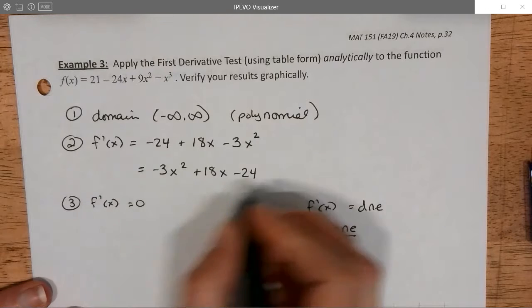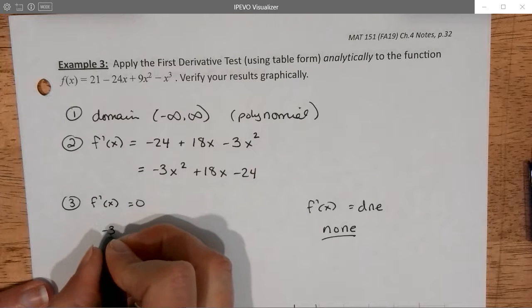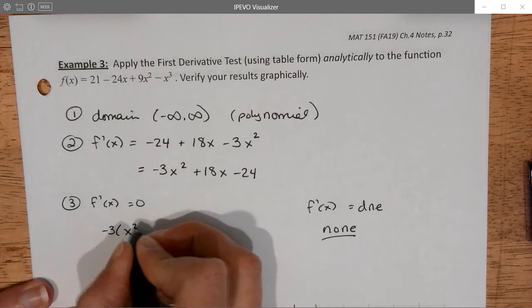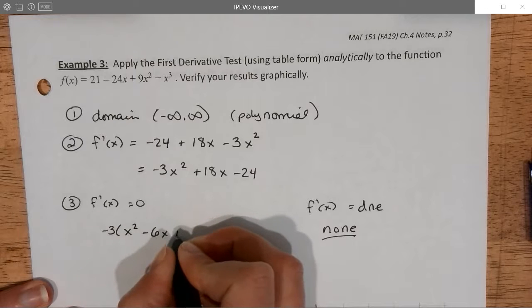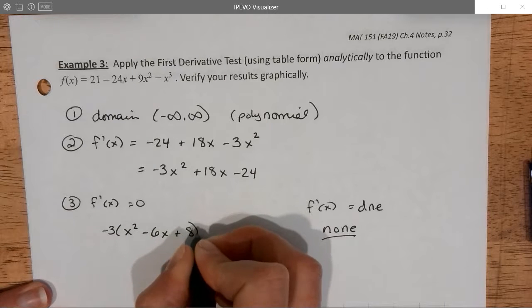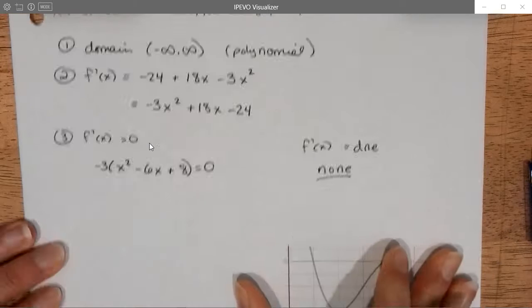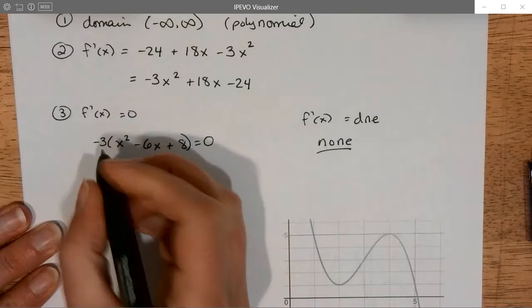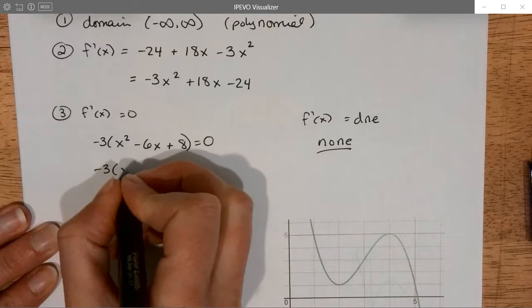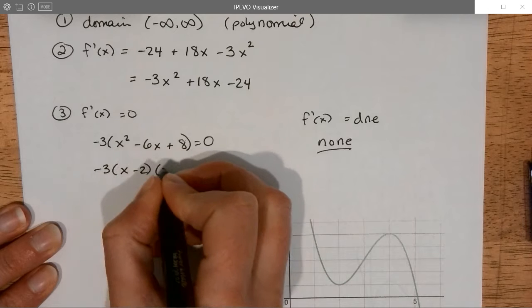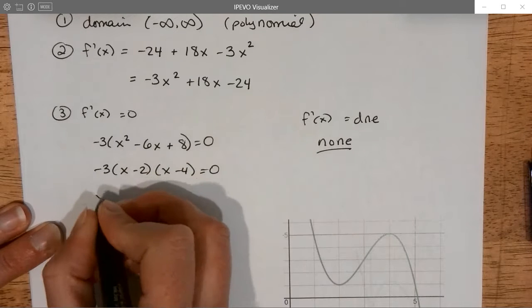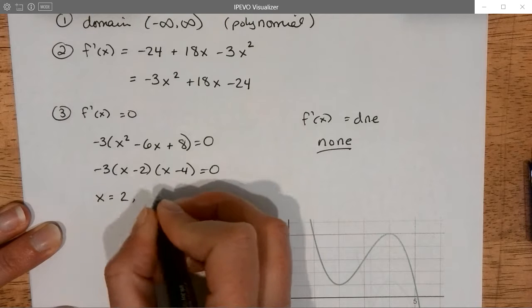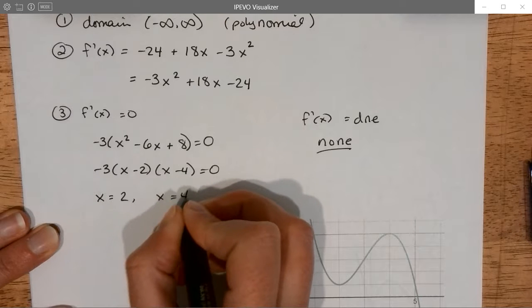It looks like it's factorable by negative 3. So if I take negative 3 out, we have negative 3 times parentheses x squared minus 6x plus 8 equals 0. And then that's factorable again into negative 3 times (x minus 2)(x minus 4). So we have x equals 2 and x equals 4 as the two critical values.